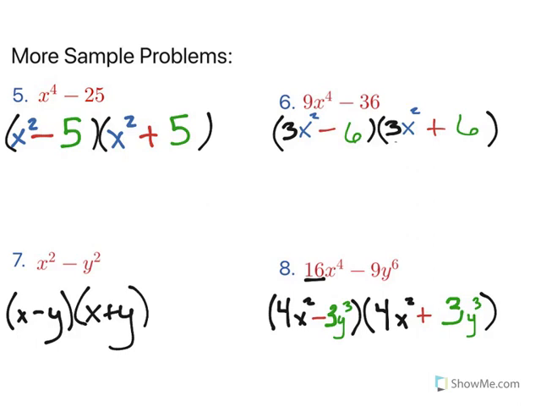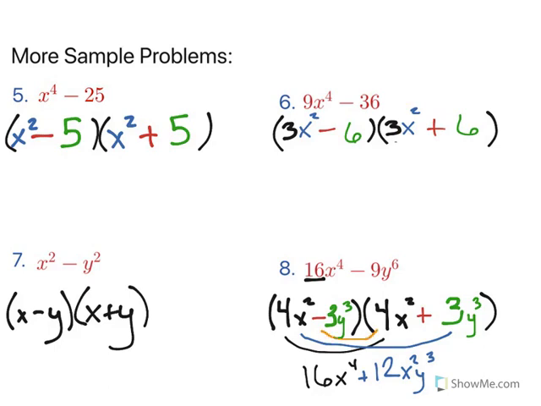So, there we go. First, 4 times 4 is 16. X squared times x squared is x to the 4th power. I'm going to kind of alternate colors too so you can see it a little bit better. So now we're going to do outer. So 4 times 3 is going to be 12. But then x squared times y to the third power is going to give us x squared y to the third power.